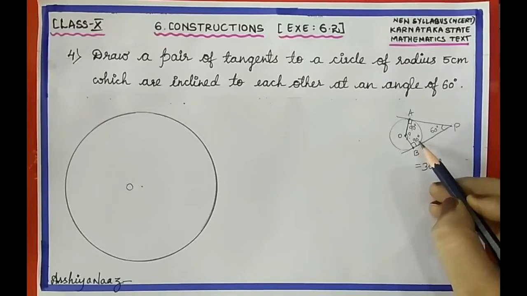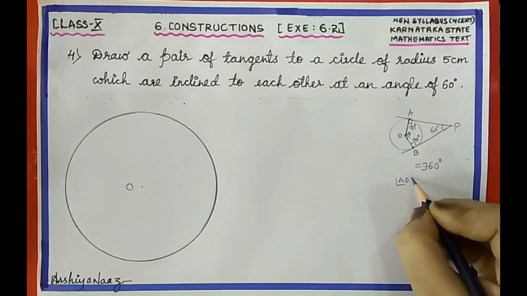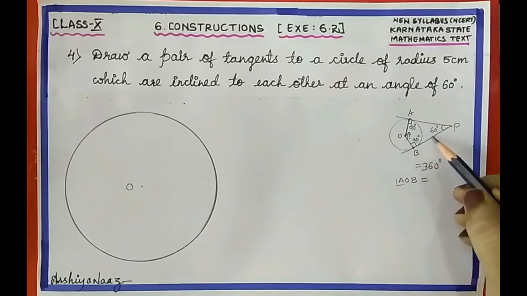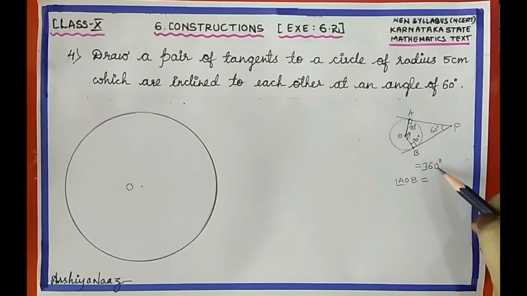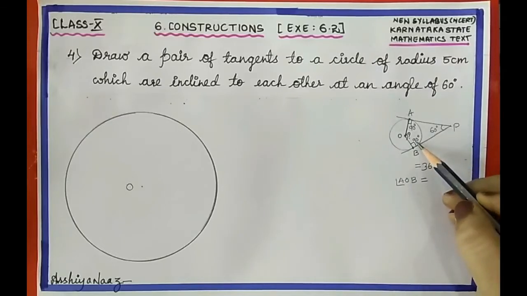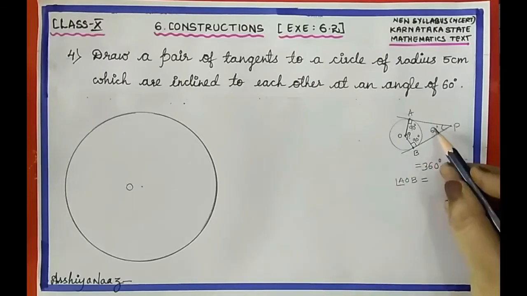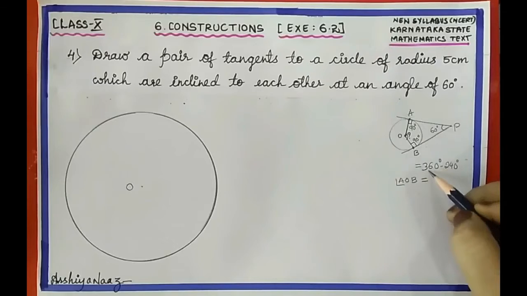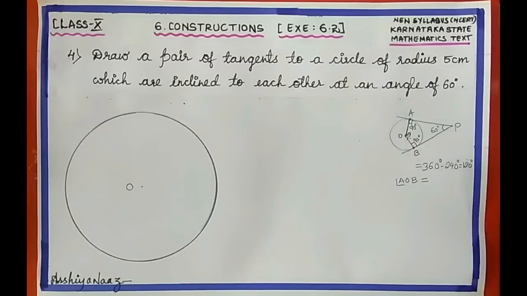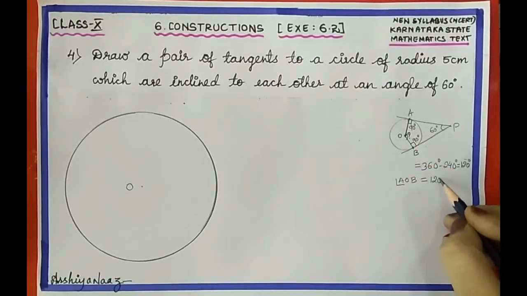Then here we know only 3 angles. Then what is the other angle? AOB. To find this angle AOB, we should make the sum equal to 360 degree. Here we got totally 90 plus 90 equal to 180 degree. 180 degree plus 60 degree, we get 240 degree. Now subtract this 240 degree from 360 degree. What we get? We get 120 degree. So this angle AOB will be equal to 120 degree.